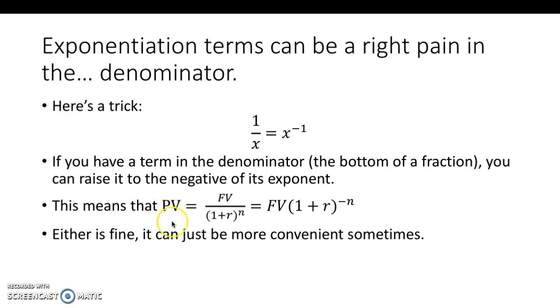In other words, our present value formula that we worked out was the future value over (1 + r)^n. We can change that to be future value times (1 + r) to the minus n. That means all of that is underneath on the denominator. So either way is fine, just one can be more convenient sometimes. So that's another trick.